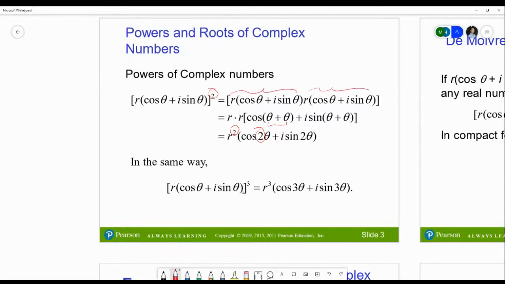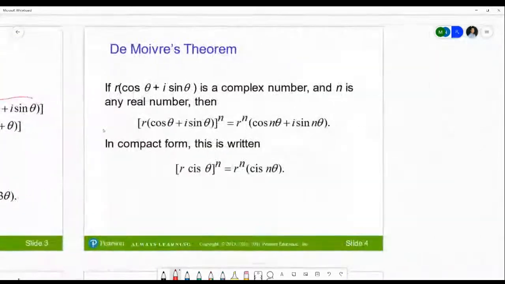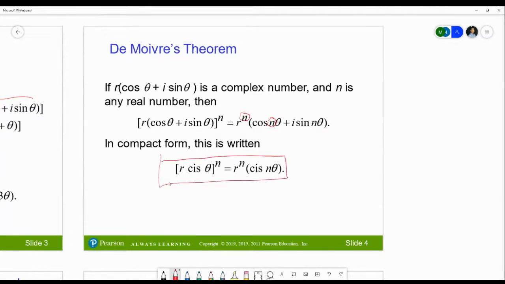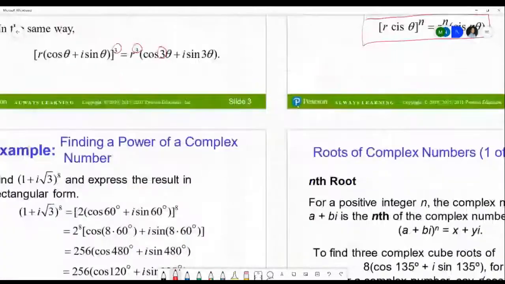In the same way, similarly, if I take it to the third power, then we raise r to the third, and here the n value is 3. So in general, if I take it to any nth power, we raise r to the n, and then we take n times theta. So in shorthand notation, this is the first formula that you should memorize for this theorem, which is called De Moivre's theorem. Later on, we're also going to look at how to approach this when we're dealing with roots as well. So it's a very similar process when we go to the roots.